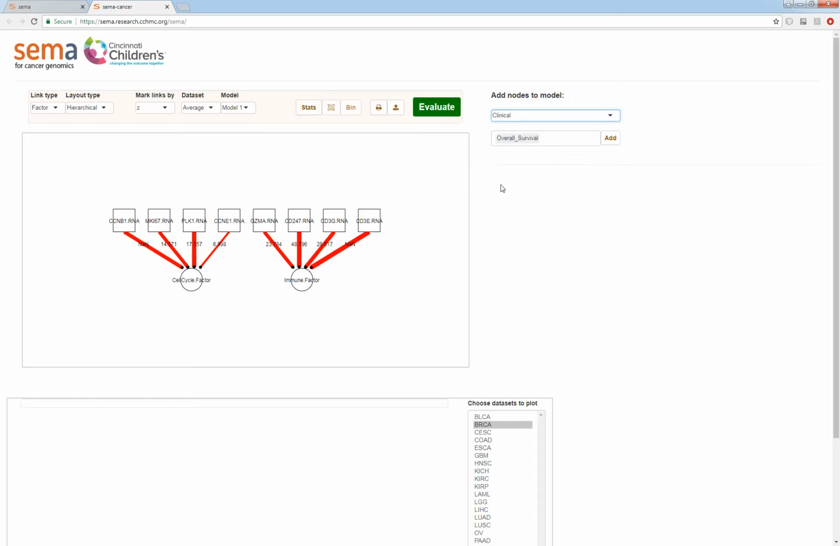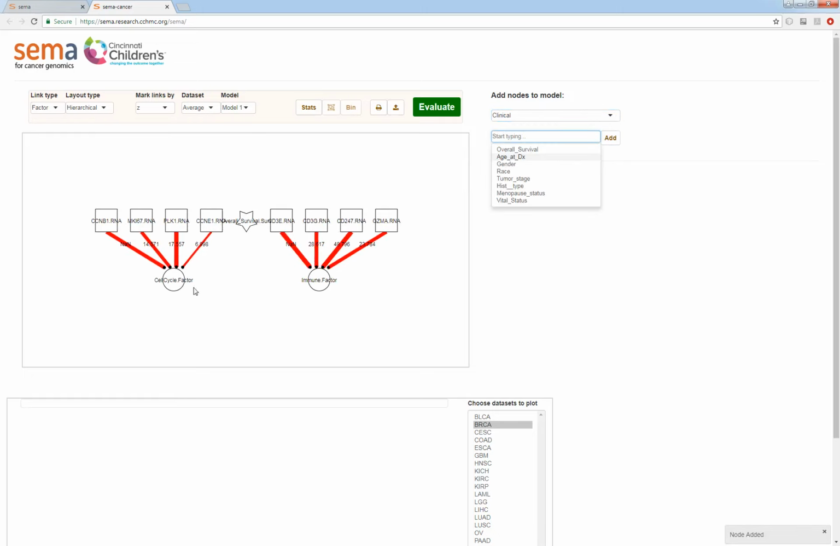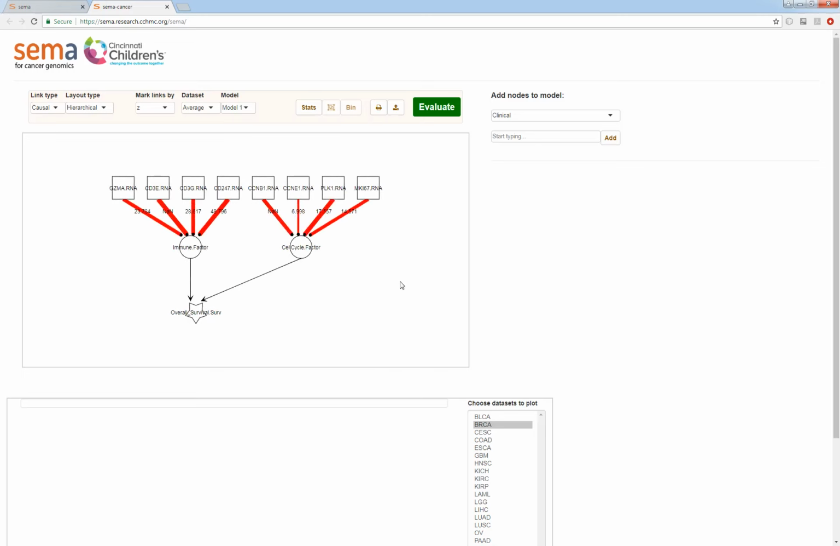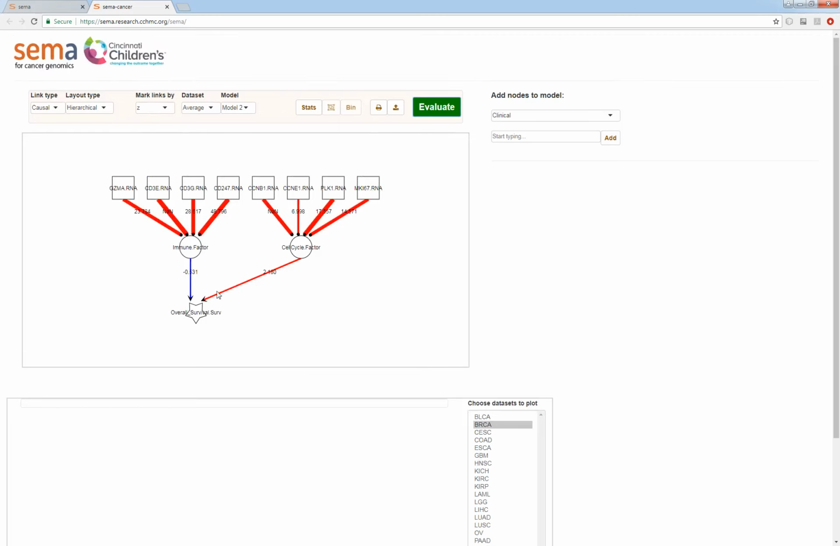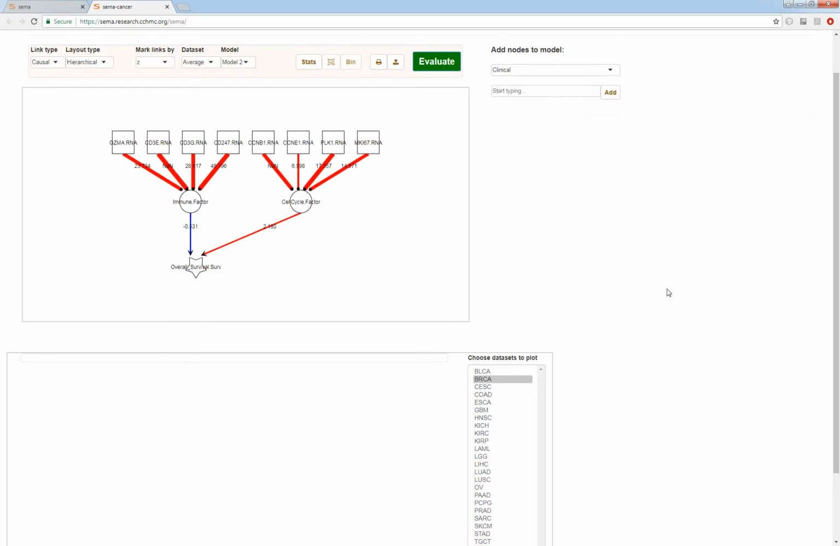So let's add overall survival and just very quickly change this to causal. Let's see just very quickly how these two factors affect overall survival. Now, this is showing the average z-score across all cancers here, overlaid on the graph. So as you would expect, high immune factor correlates with better survival, and that is indicated with the negative score. And high cell cycle you would expect to correlate with worse survival, and that is indicated with the positive score.